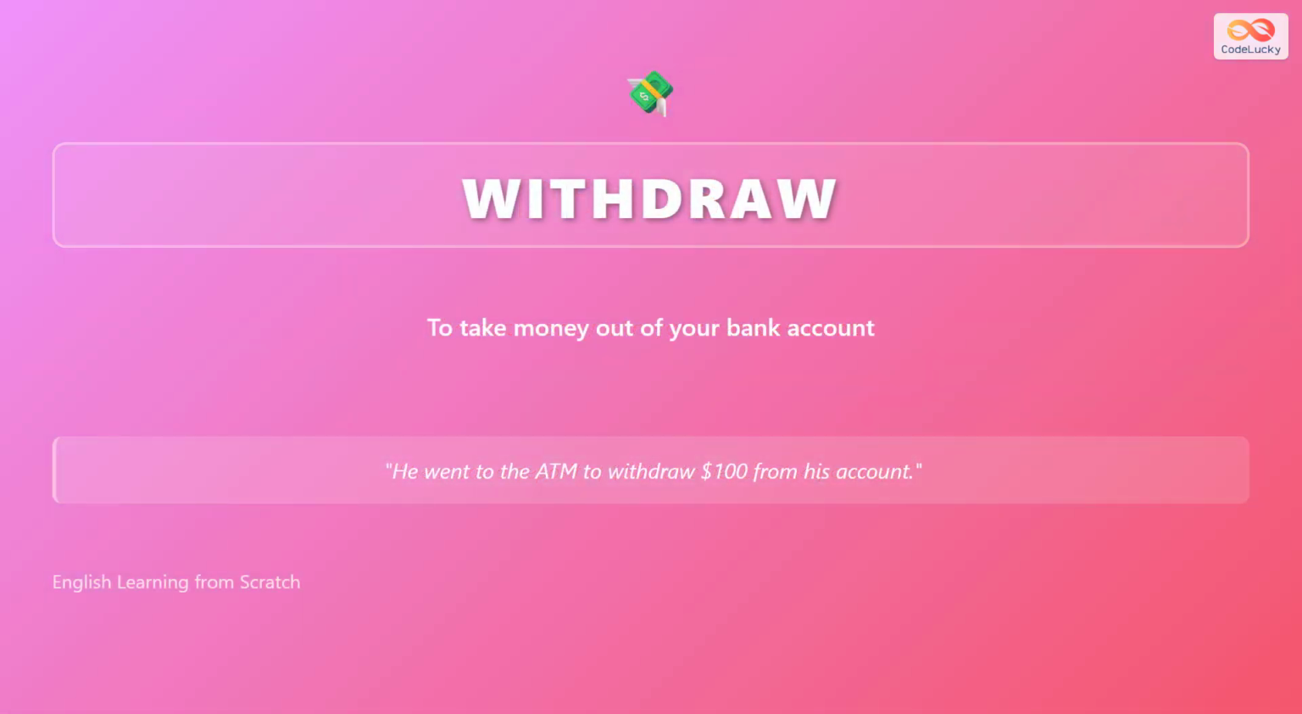Withdraw means to take money out of your bank account. This is how you get cash when you need it. When he went to the ATM to withdraw $100 from his account, it means he took that money out of his account to use for spending.